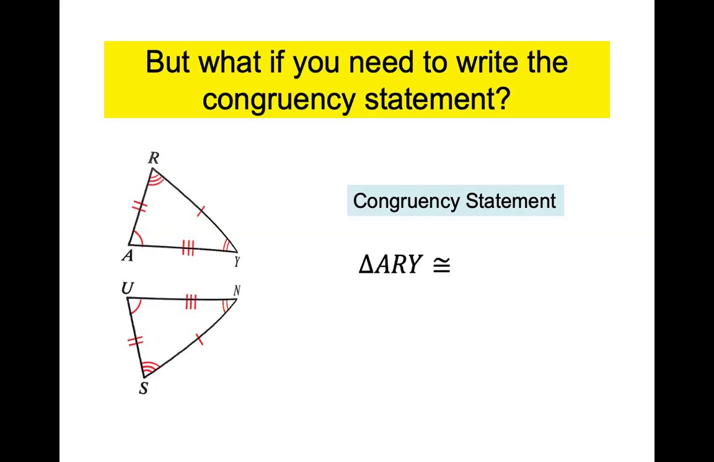All right, well, how do you know? Because it matches up. If I start with A, how many arcs does it have? One. And the one that has one is U. All right, and then R has 3, so the one that has 3 is S. So it's ARY and USN, rather than Sun. Ray Sun.